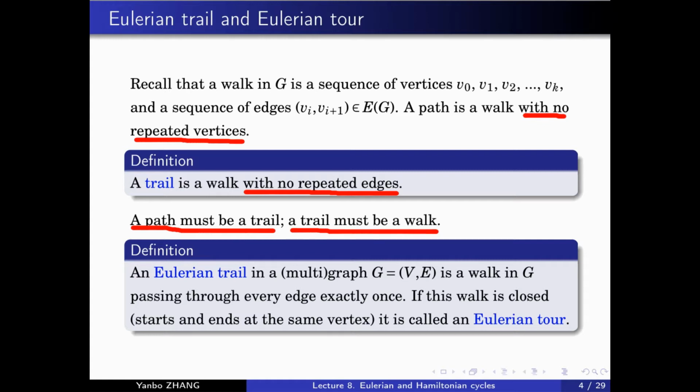An Eulerian trail in a multigraph G = (V, E) is a walk in G, passing through every edge exactly once. If this walk is closed, starts and ends at the same vertex, it is called an Eulerian tour. So in the example at the beginning of this lecture, to draw a graph in one go without lifting your pen is to find an Eulerian trail.